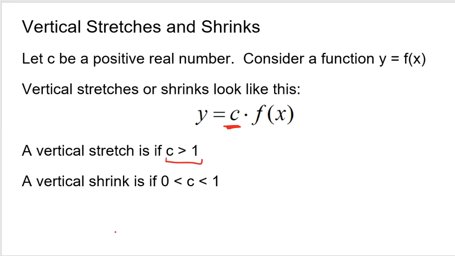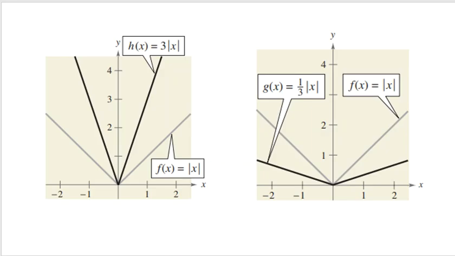Now, you might say, well, what about negatives? Remember, a negative is a reflection. So if you have a -2, the negative is the reflection, and then the 2 is the greater than 1. That would be a stretch. So the reflection would happen first, and then the stretch. All right, let's take a look at a picture of this so you can actually see what I'm talking about here.